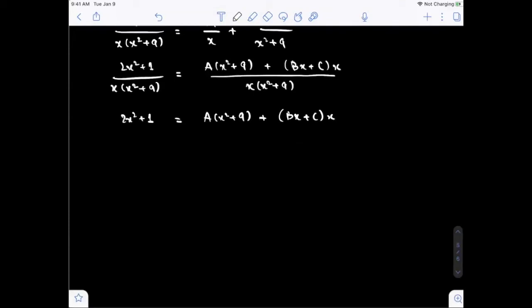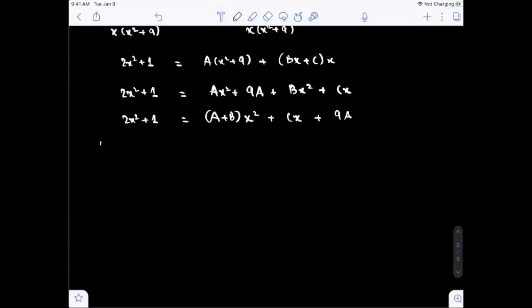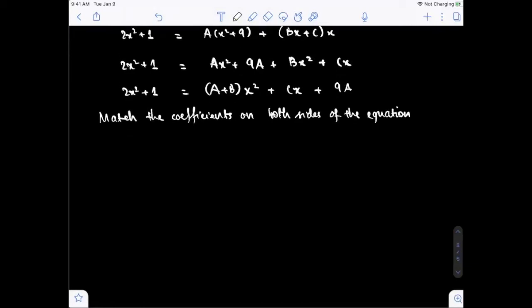Right. So distribute and then combine like terms. You have ax squared plus 9a plus bx squared plus cx. Combine like terms, you have a plus b times x squared plus cx plus 9a. Right. So match the coefficients on both sides of the equation. So we have a plus b equal to 2, c is equal to 0, and 9a is equal to 1.